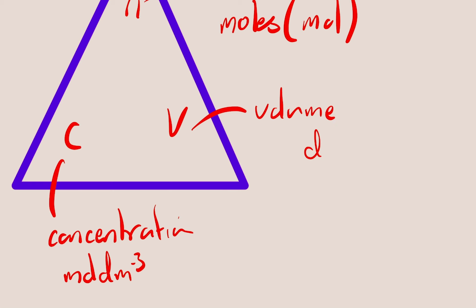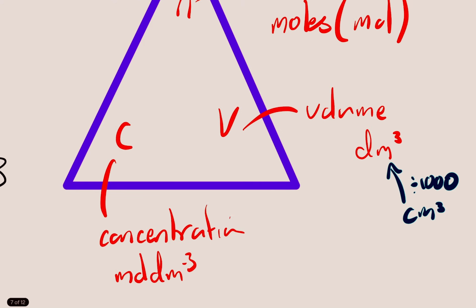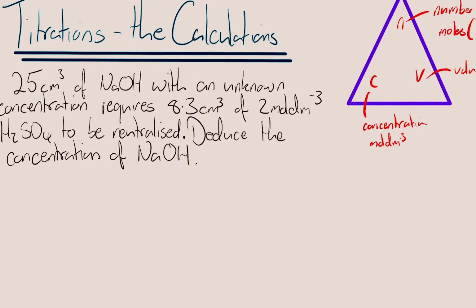Which is decimeters cubed. Now, the interesting thing is you're never going to be given the volume in decimeters cubed. You're going to be given it in centimeters cubed. So we're going to need to remember to convert every single time by dividing by 1,000. All right, very important. So let's put this into practice.